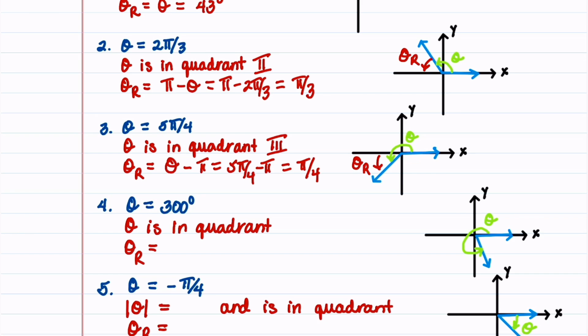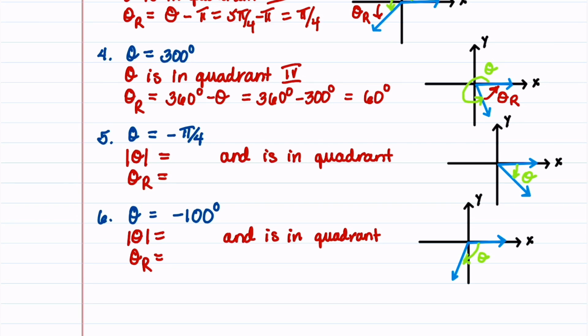In our fourth problem, theta is 300 degrees. So theta is in quadrant 4. And we'll notate theta sub r on our graph like this. And that gives us theta sub r is 360 degrees. Notice we're in degrees instead of radians. So 360 degrees minus theta. So this gives us 360 degrees minus 300 degrees, which is 60 degrees.